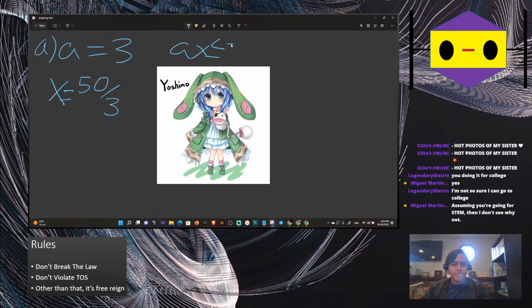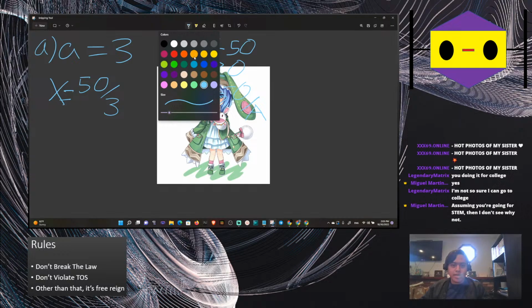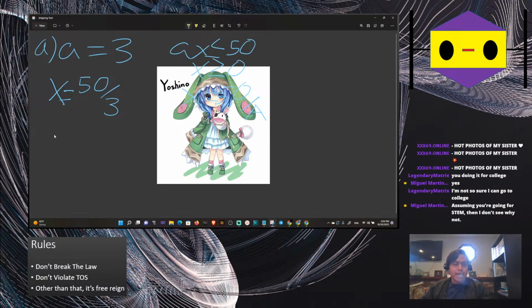And the reason we know that is because the original equation is A times X is less than or equal to 50. And given that X must be greater than or equal to 0, it has to be a positive number. So when we solve for X in these situations and we're given an A, we really are looking for X equal to 50 divided by A. I'm going to make my color yellow so it's brighter.